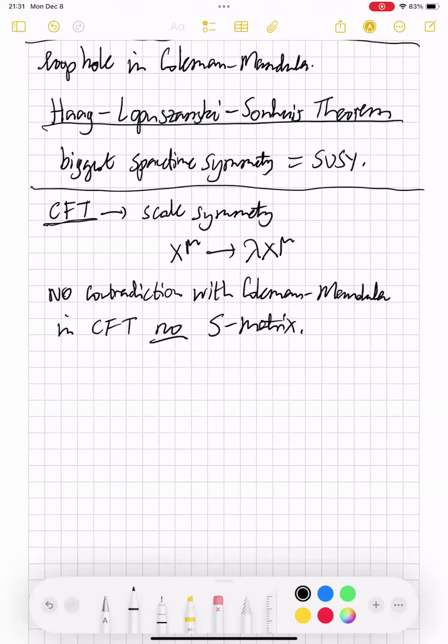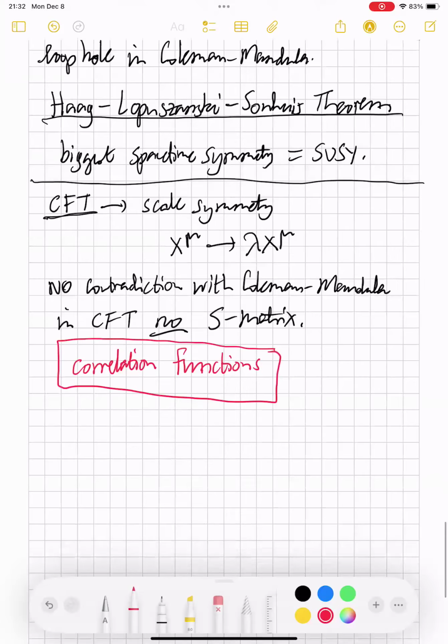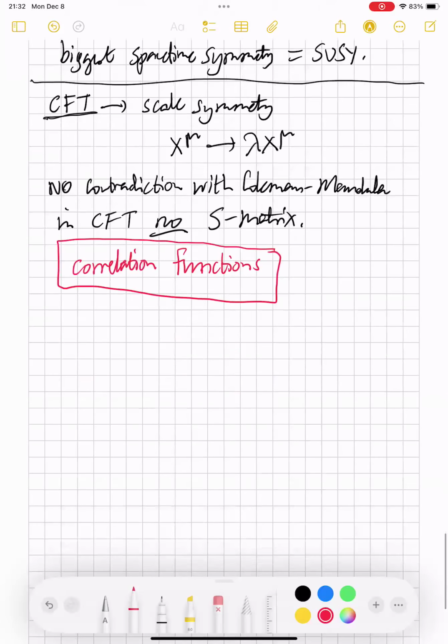In CFT, the thing that you're really always interested in is correlation functions. You're interested in computing correlation functions the whole time, and we're going to calculate lots of correlation functions and figure out how to do that. But because of this, you can actually formulate a different kind of theorem. This was formulated by Maldacena and Zhiboedov.